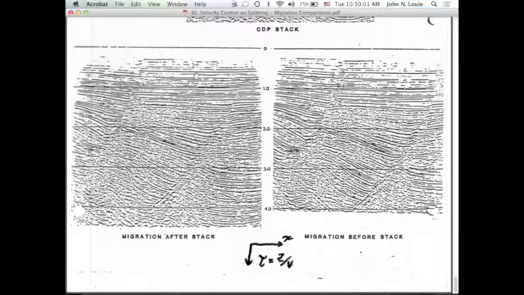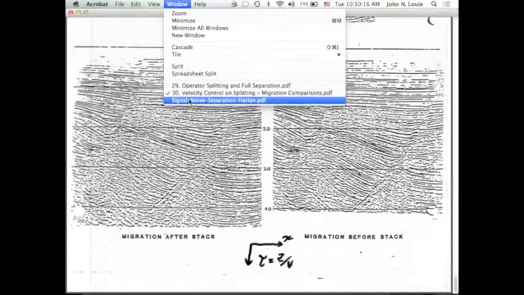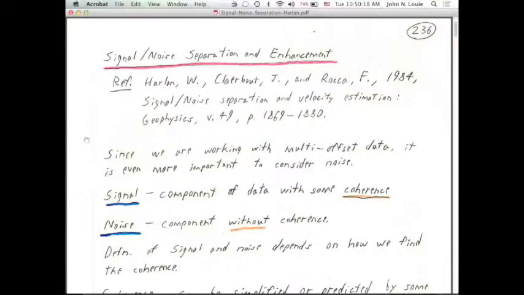All right. So next time, tomorrow, look for 757 notes number 10, which is going to be the Harlan signal noise separation and enhancement lecture. And we'll go into that tomorrow. And then after that, we're going to have the basic knowledge to begin looking at how we get lateral velocity variation. We're going to talk about tomography.